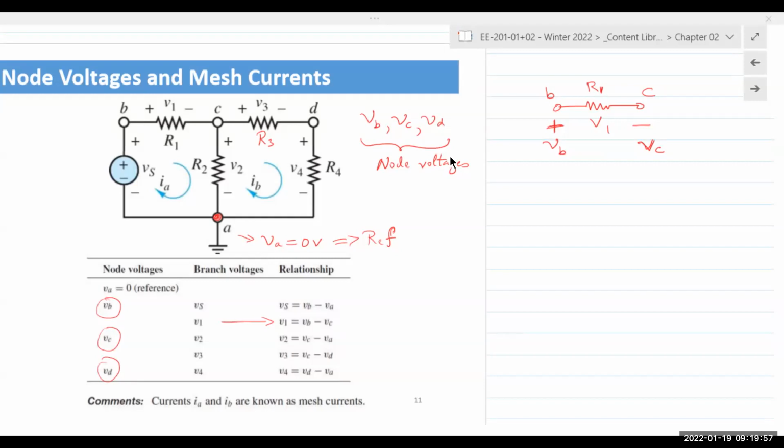But the point I want to make clear is that when we perform node voltage analysis, the reference point would be some node other than ground. So when we say VB, VC, and VD in this circuit, we are measuring with respect to A. It just so happens that A is connected to ground. But your reference node could be any node in the circuit.